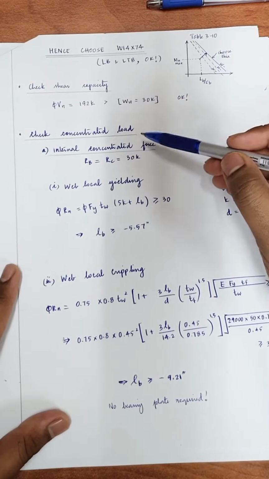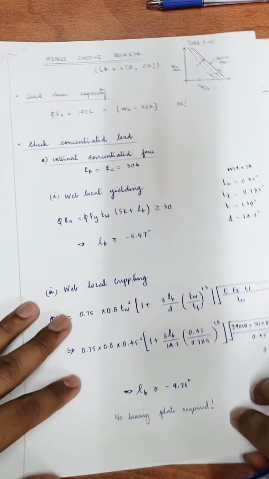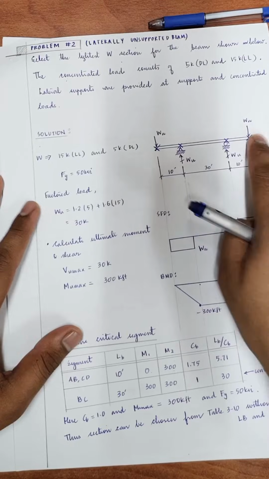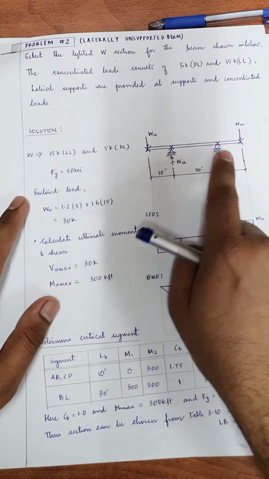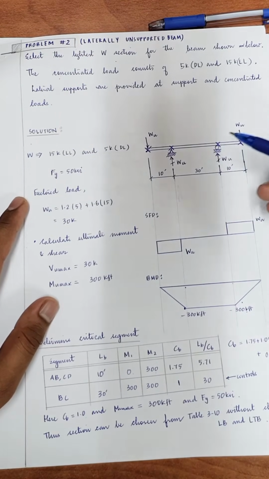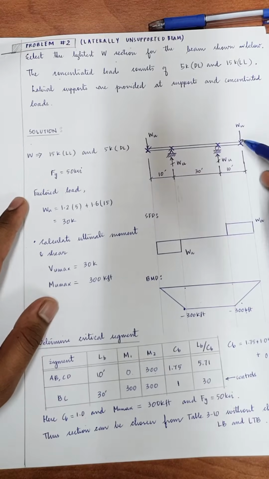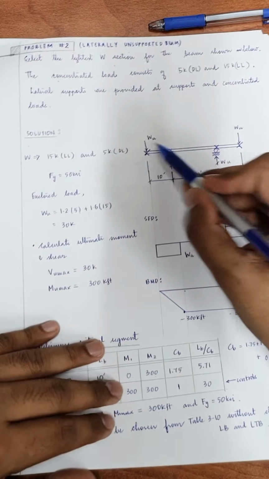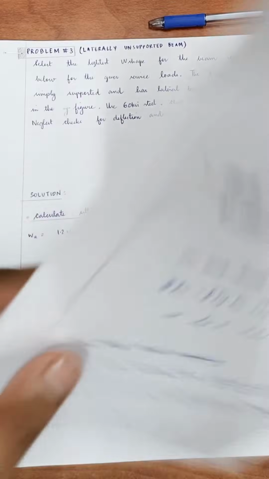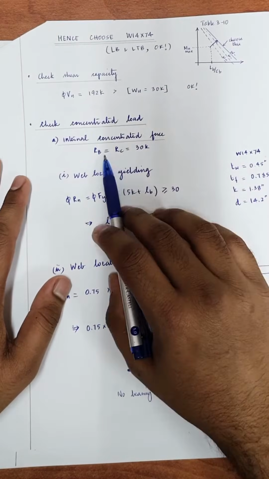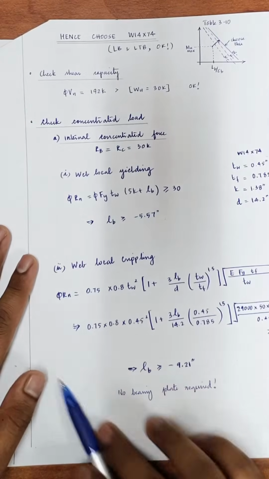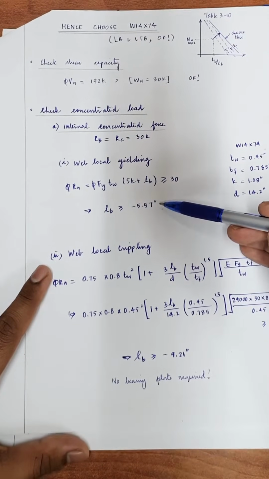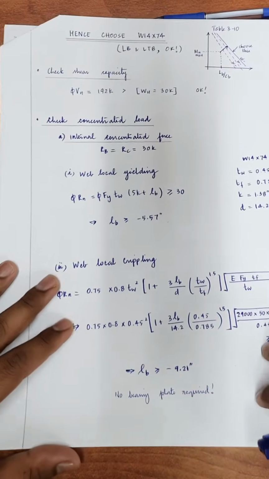Now the next step is checking concentrated loads, and in the figure we have the problem. We have 1, 2, 3, 4 concentrated loads. 2 are exterior, and 2 are interior. Owing to symmetry, the values are the same, so you just need to analyze this and this. The interior concentrated load is the reaction, which equals 30 kips. You check web local yielding, you check web local crippling. You find that both of them do not require a bearing plate.